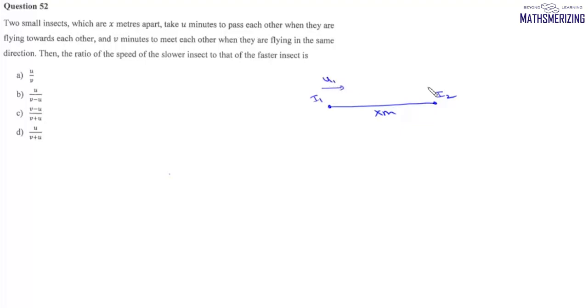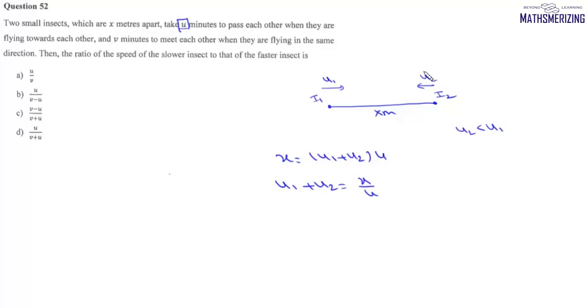Its velocity is say u1 and its velocity is say u2, and let us assume that u2 is less than u1. Now if they travel in the opposite direction, then x is equal to, now the relative velocity will be the sum of these two velocities, which will be u1 plus u2, and then into time. So the time they take is simply u minutes. So from here we can simply say u1 plus u2 will be equal to x upon u.